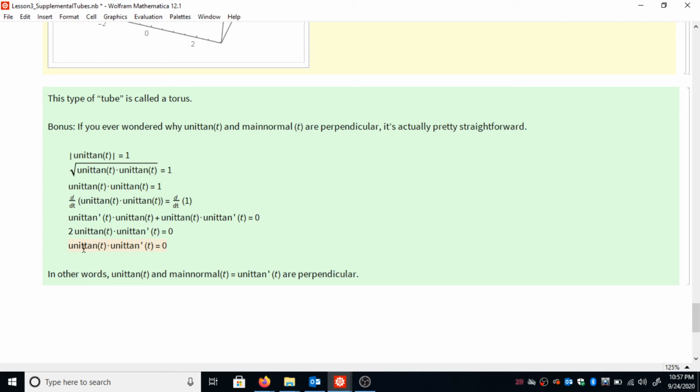Oh, the dot product of the unit tangent vector with the derivative of the unit tangent vector is equal to 0, but the derivative of the unit tangent vector is just defined to be the main normal. So that proves that the unit tangent and the main normal vector are perpendicular to each other, which by extension also means that the unit tangent vector and the main unit normal are perpendicular to each other.